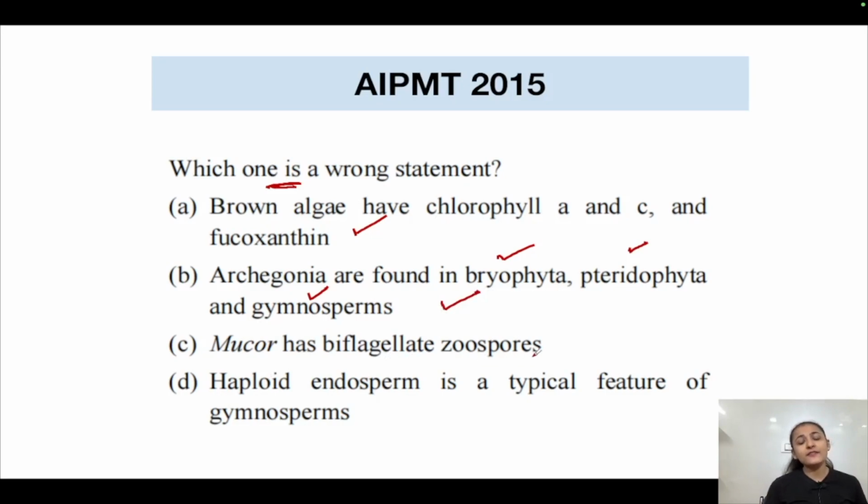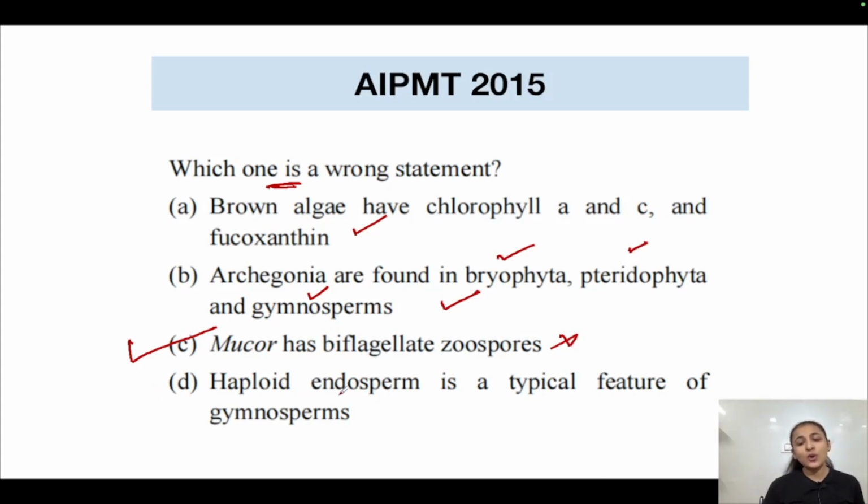Mucor has biflagellate zoospores. No, this option is incorrect. Now, mucor is a fungi which belongs to the zygomycota group, right? And zygomycota में हमारे zygospores produce होते हैं, majority of which are non-flagellated. So this statement is incorrect. Question में मैं पूछा था wrong statement बताना है, so the wrong statement is option number C.